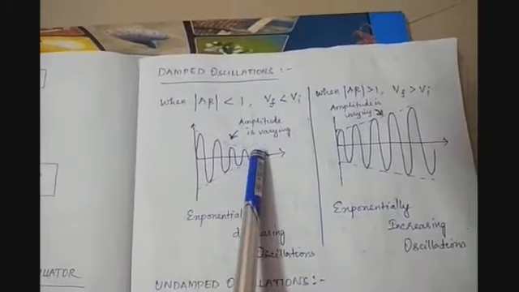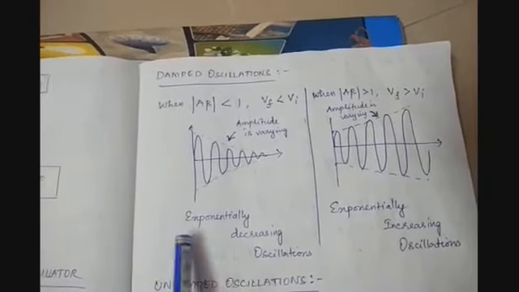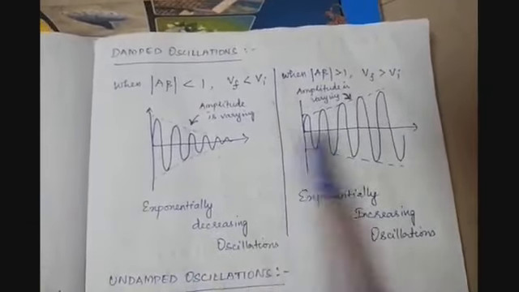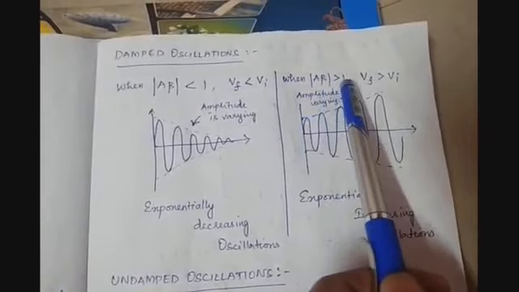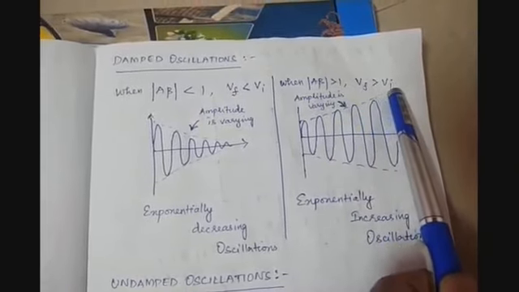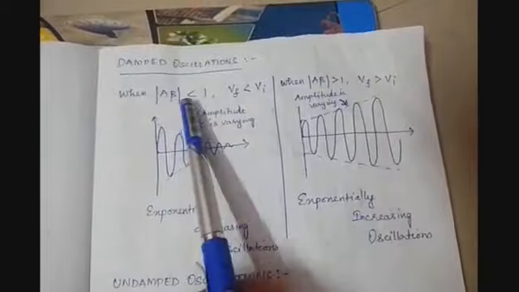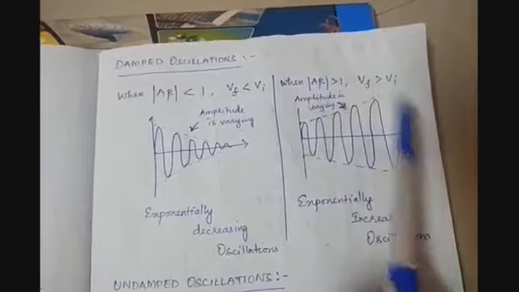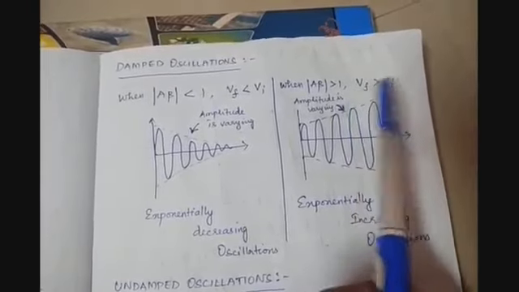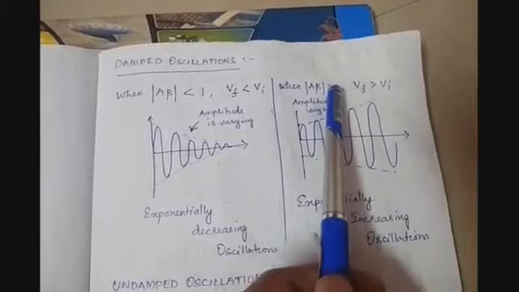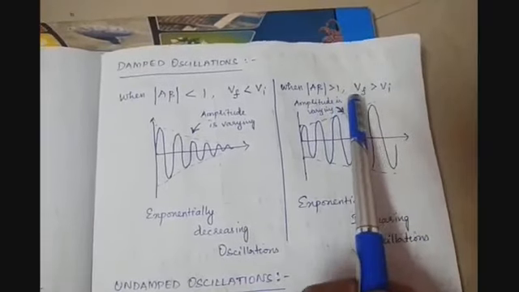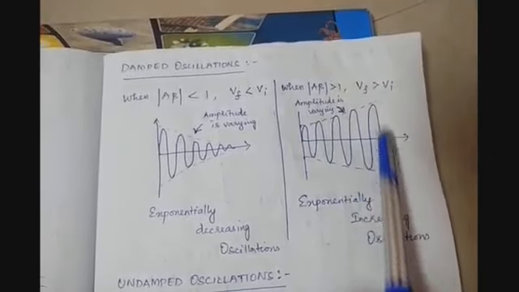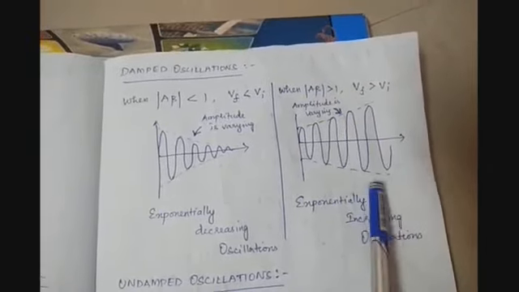So this kind of sinusoidal oscillation is called exponentially decreasing oscillation, and here it is opposite to this one. Here modulus A beta is greater than 1, which means Vf is greater than Vin. If I apply 2 volts, the present voltage is 2, the next voltage will be 3, next 5, next 7. Like that it increases. So the waveform will be like this, and it is exponentially increasing.